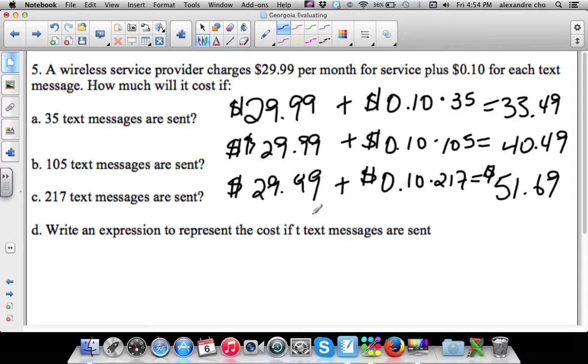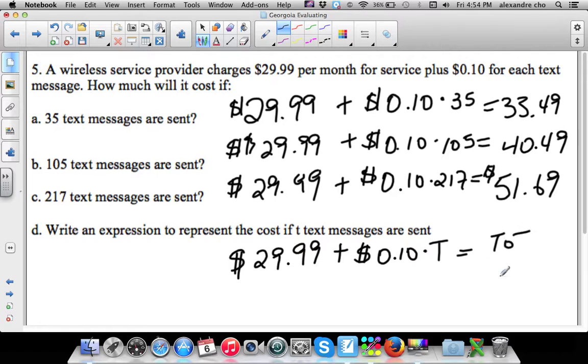The expression, okay, now you can clearly see what changes and what stays the same every month. So $29.99 is something that you will pay no matter what. And then in addition to that, you're going to pay for text messages. So it's going to be 10 cents times every text message that you send, and they said to use the letter T. We're going to keep it as T. And that should give you your total cost of your service for the month.